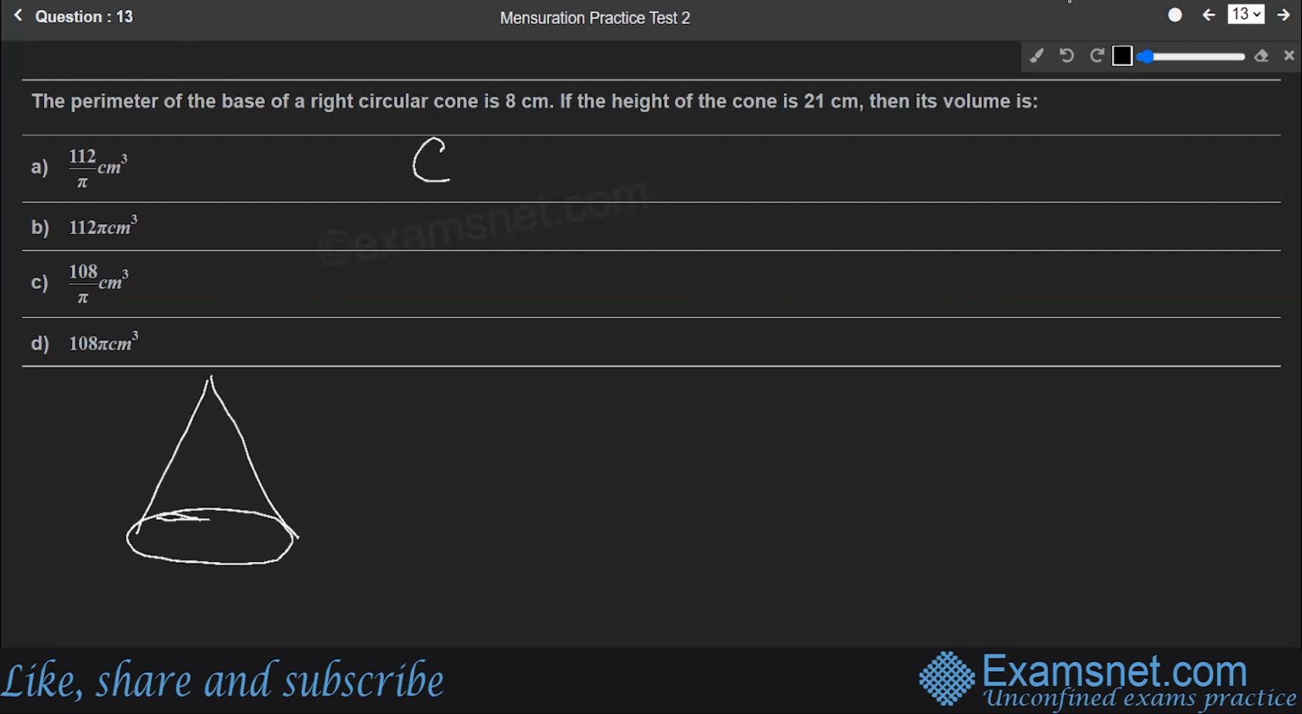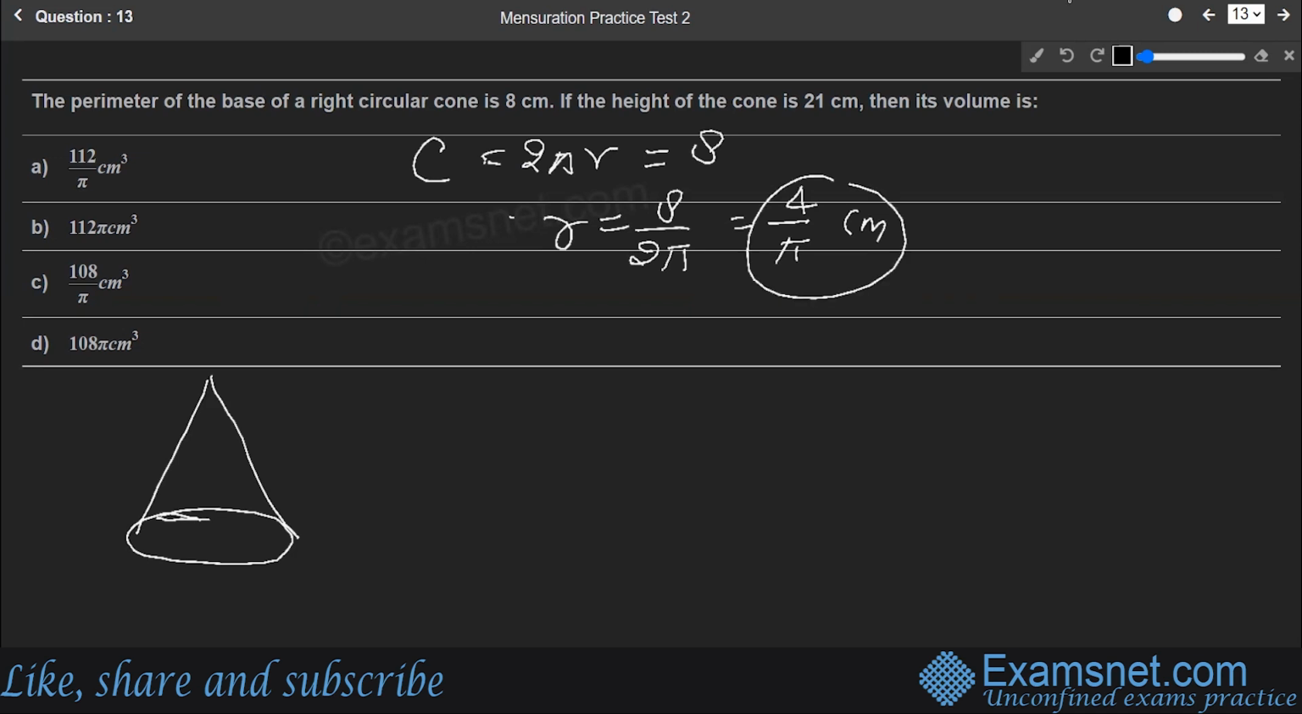So circumference of a circle is nothing but 2 pi r. So this 2 pi r is given out to be 8. So using this we can find out the radius. Radius is going to be 8 divided by 2 pi, or we can write it as 4 by pi. Let's leave it like this only. Let's not solve it further because this has to be reused in the next part of the question.